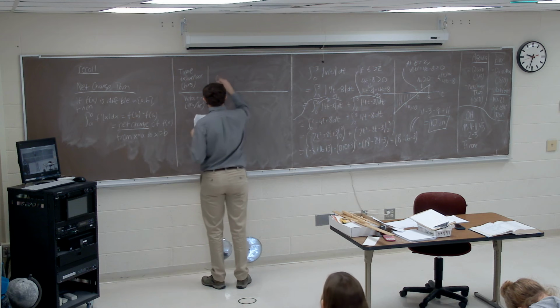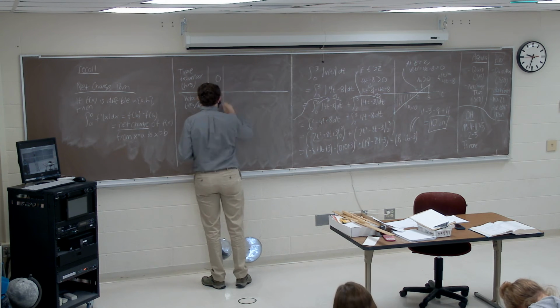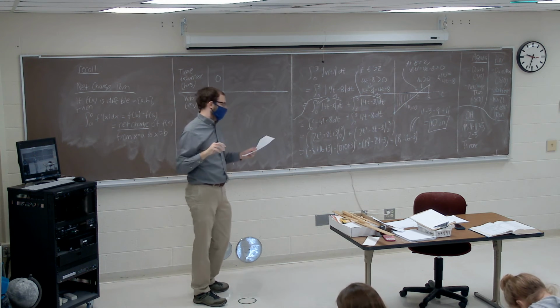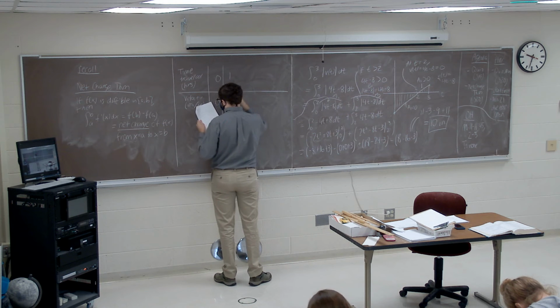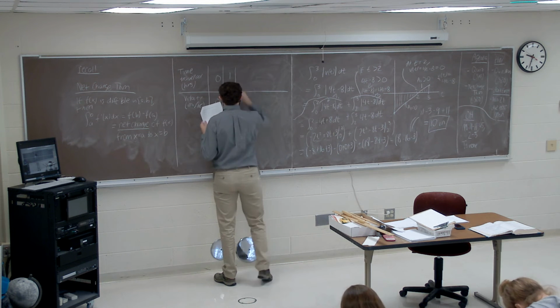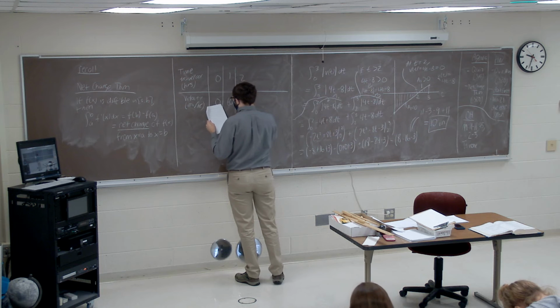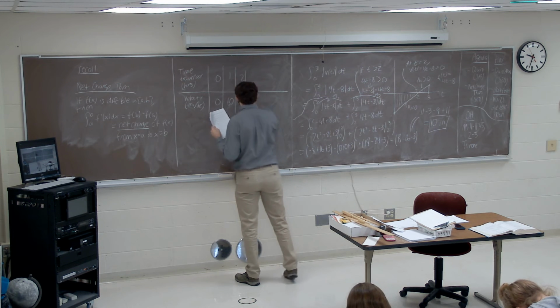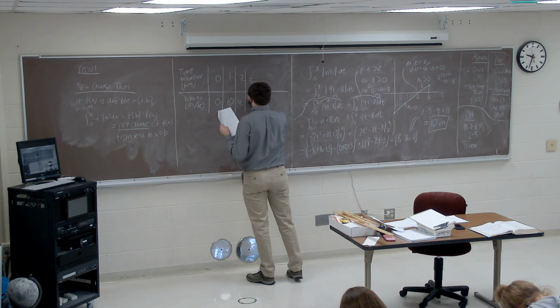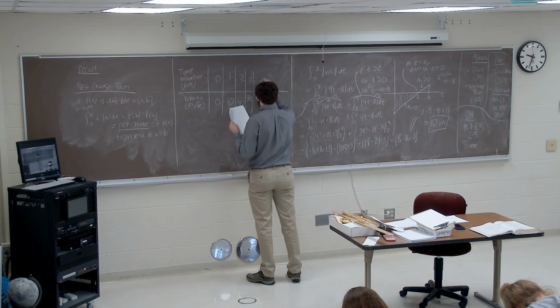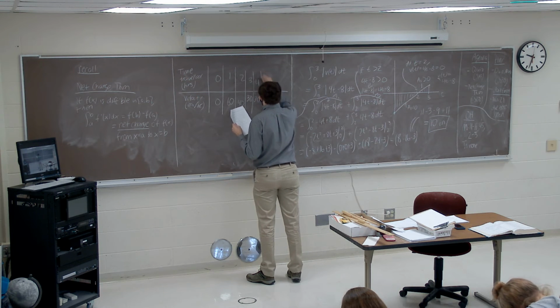So let's see, at time 0, our car's just starting, so we're traveling at 0 miles per hour. After 1 hour, we're going at 60 miles per hour. 2 hours, we're going at 40 miles per hour. At 3 hours, we're going at 30 miles per hour. 4 hours, we're going at 30 miles per hour.